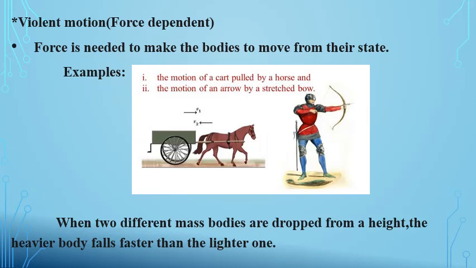And one more concept given by Aristotle is that when two bodies of different mass are dropped from a height, the heavier body falls faster than the lighter one. We know that if we drop a stone and a paper from a height, the stone will reach first. The stone is the heavier body, so it will reach faster than the lighter one.